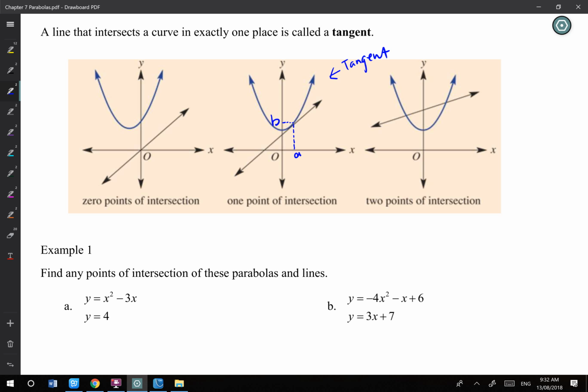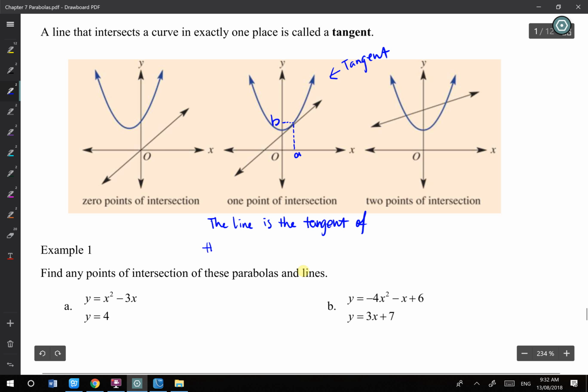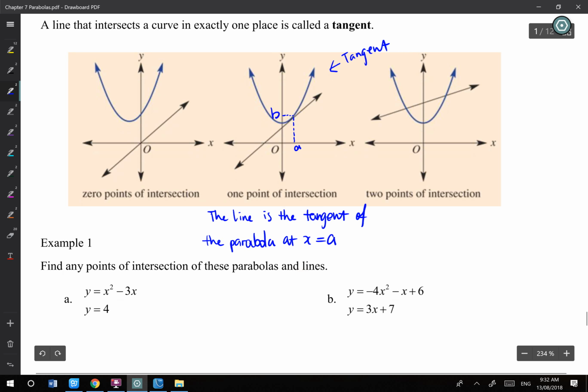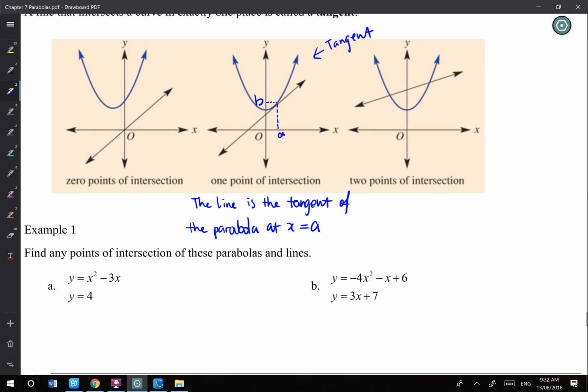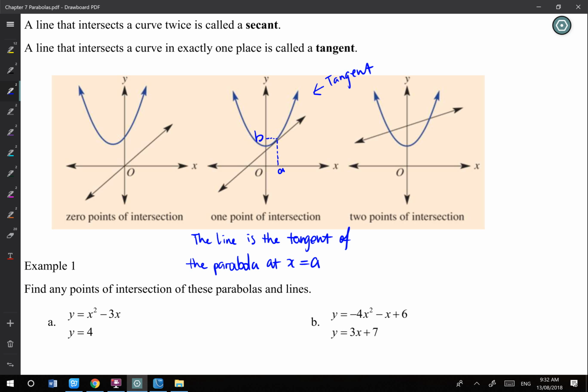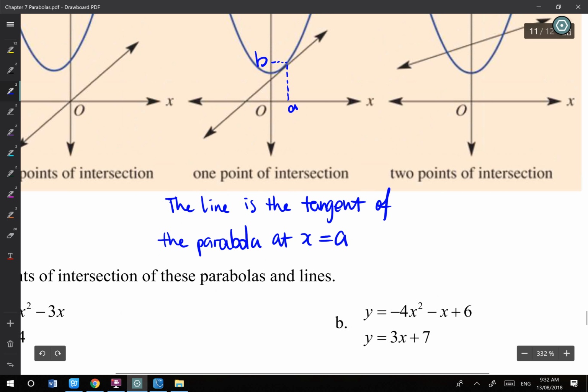The line is the tangent of the parabola at x equals A. Yeah, it is a tangent line at that point. What's a tangent? A tangent exactly touches the graph at one point. This is the tangent.